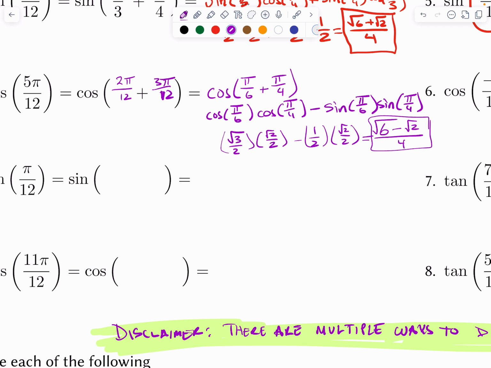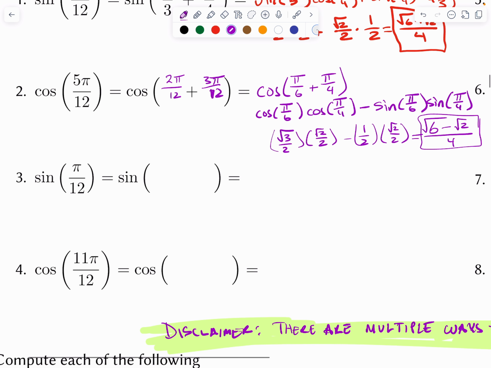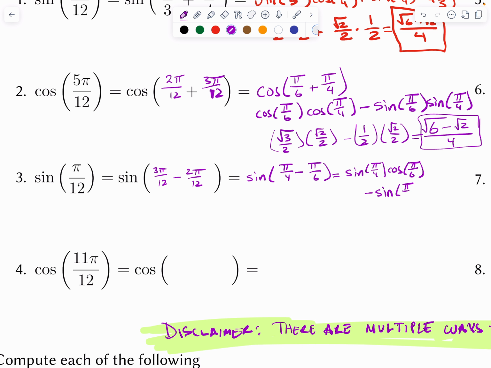These are all going to look really similar when we get done. You know, that's just the way these are. Okay, pi over 12. So this is going to be 3 pi over 12 minus 2 pi over 12. And those we recognize as pi over 4 minus pi over 6. So this will be the sine of pi over 4 times the cosine of pi over 6 minus the sine of pi over 6 times the cosine of pi over 4.